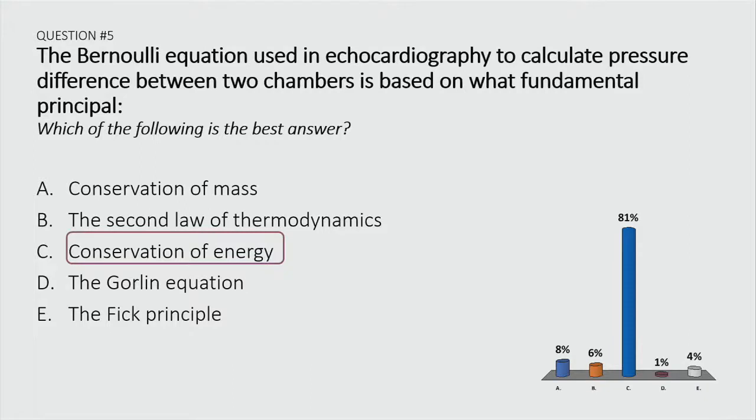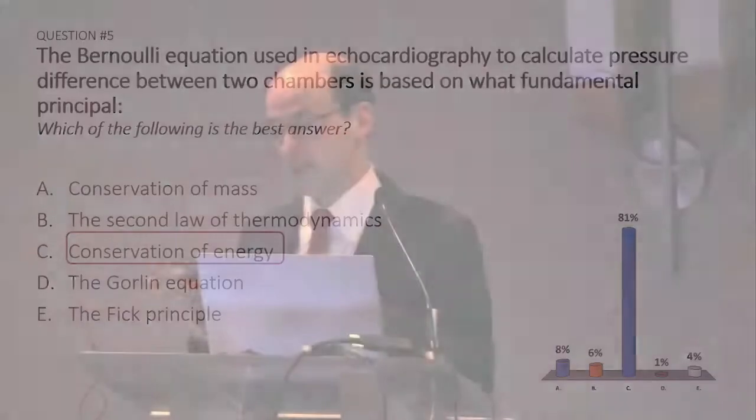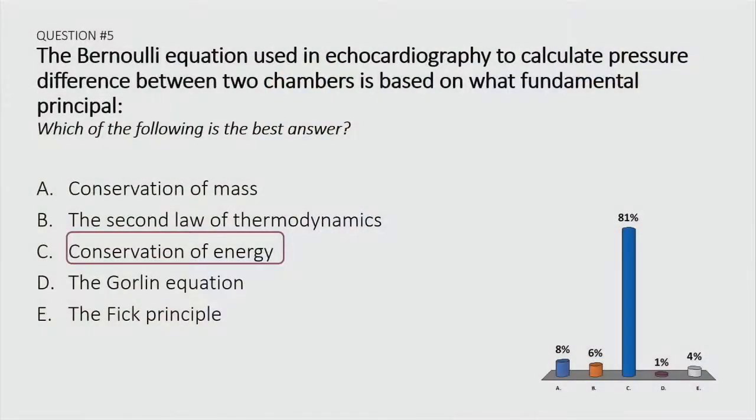Good. Okay. So the Bernoulli equation is what we're going to use to calculate those differences in pressure, and we're talking about relating kinetic energy and potential energy, and the fact that you can't increase or decrease those, and that's where conservation of energy comes in. Answer A, conservation of mass, comes into account with the continuity equation, not the Bernoulli equation. Next, and the other ones are different principles not related to echocardiography.